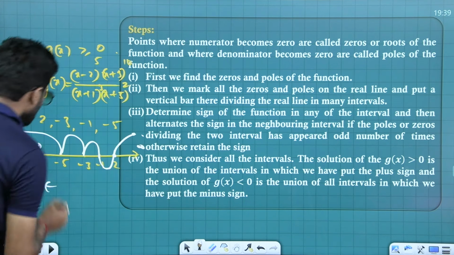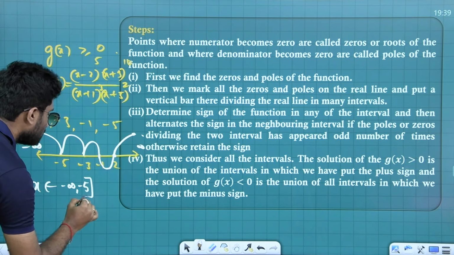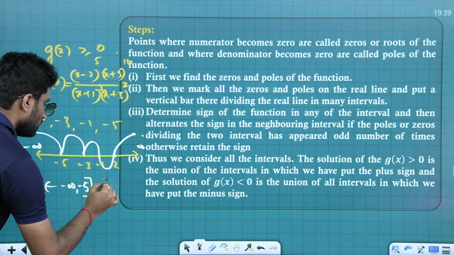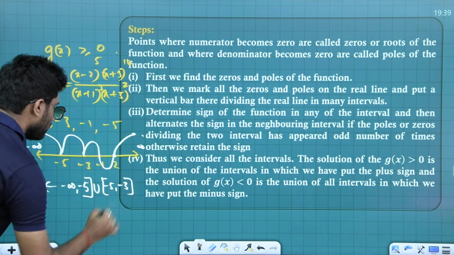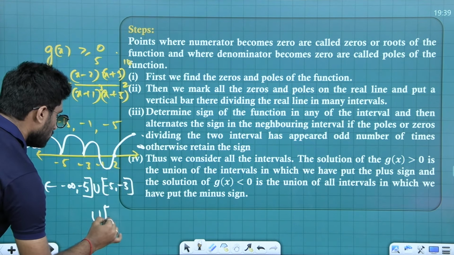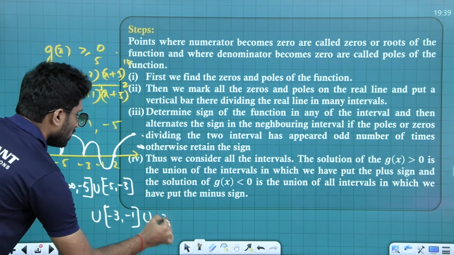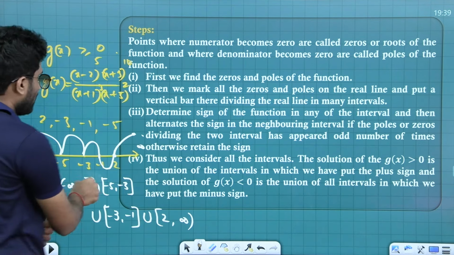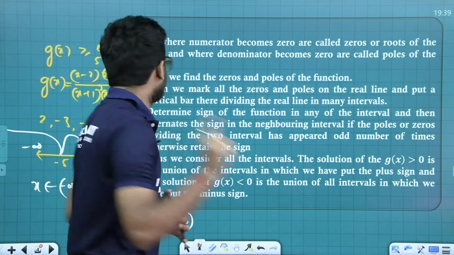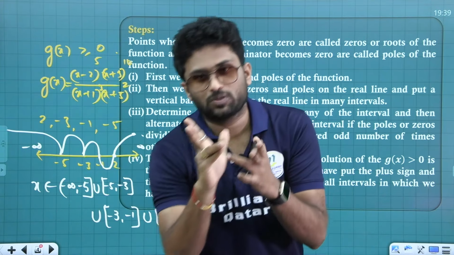Now, wherever we have the curve: from minus infinity to minus 5, union minus 5 to minus 3, union minus 3 to minus 1, union 2 to infinity. You might be having a doubt: sir, why did we take closed brackets? Whenever we have an equals to sign along with the inequality, take closed brackets.